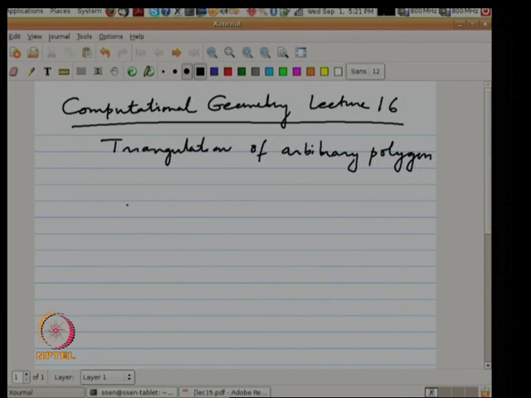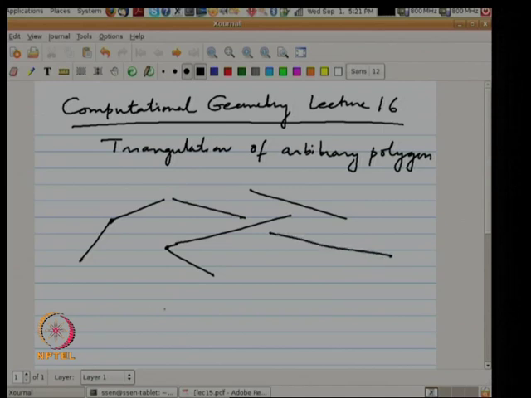My input now, let us say, is only a set of line segments. An arbitrary polygon can be looked upon as a set of line segments. So, I am given a set of line segments, non intersecting, but possibly intersecting at the end points, something of this sort. This is, suppose, the set of line segments that define that polygon.